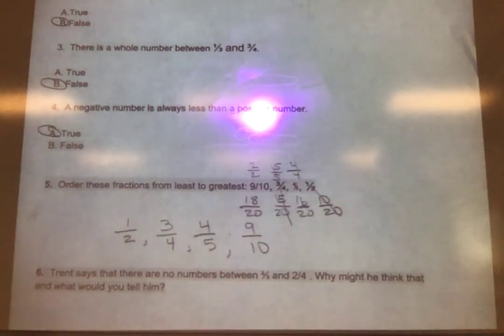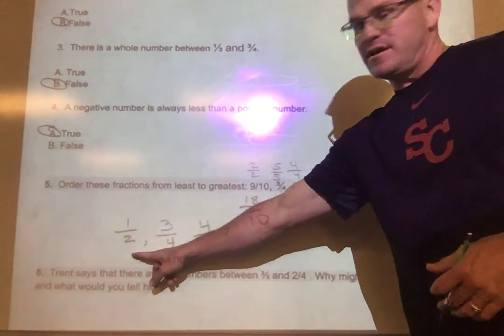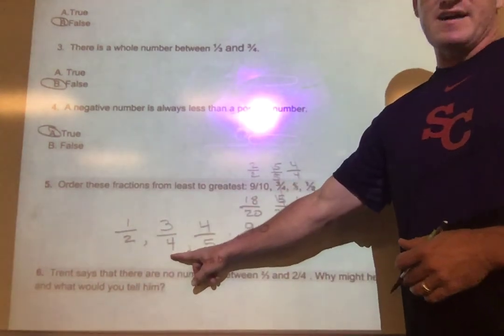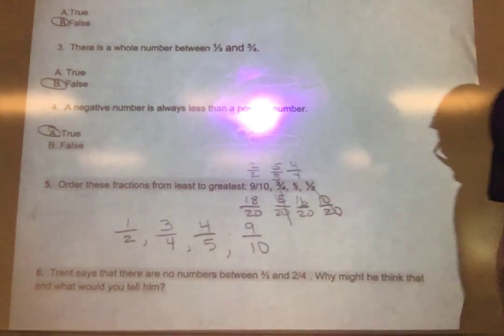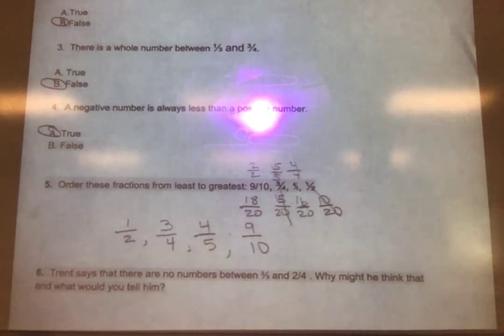Some people can think of these as percents. Some people just know 1/2 is 50%. 3/4 is 75%. 4/5 is 80%. 9/10 is 90%. So you could order them if you're able to do those type of things.